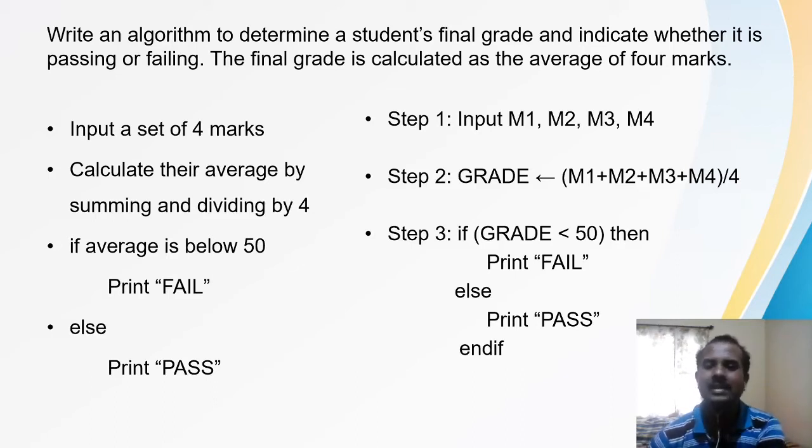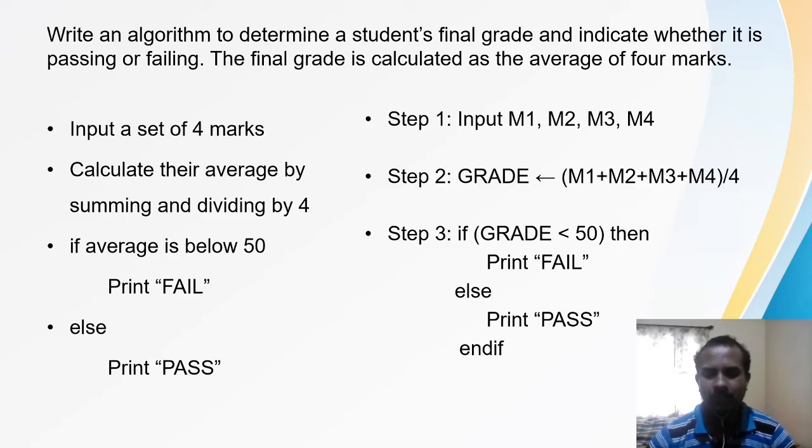How the grade is calculated, right? Everything is mentioned properly. How is the grade calculated? You are going to add M1 plus M2 plus M3 plus M4 divided by 4. But what about pseudocode? It is not mentioned properly, right? They have just mentioned that you have to sum it up and then divide it by 4. But while coming to the algorithm, clear instructions are provided.